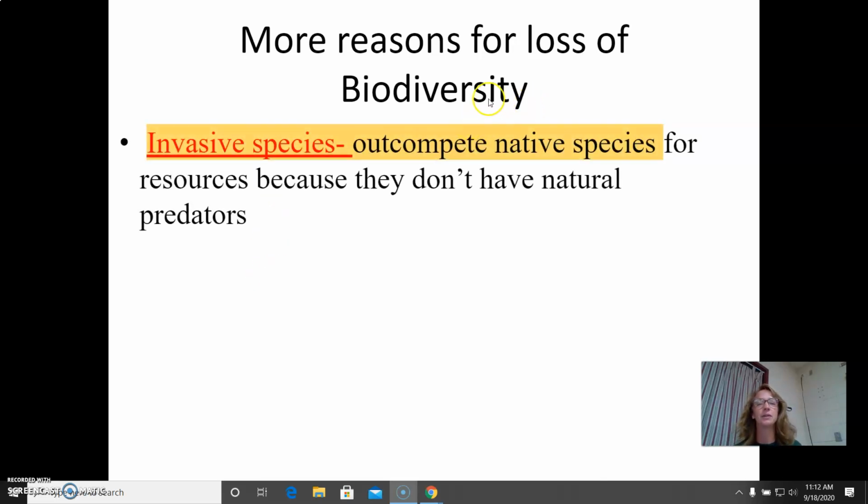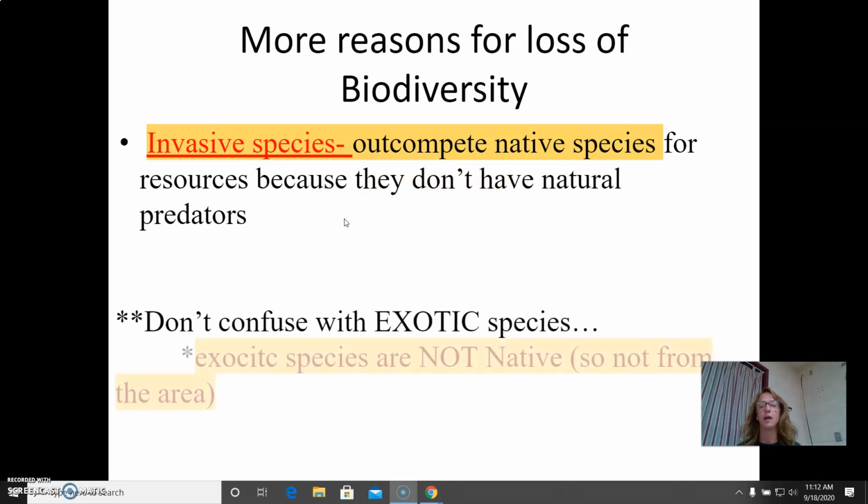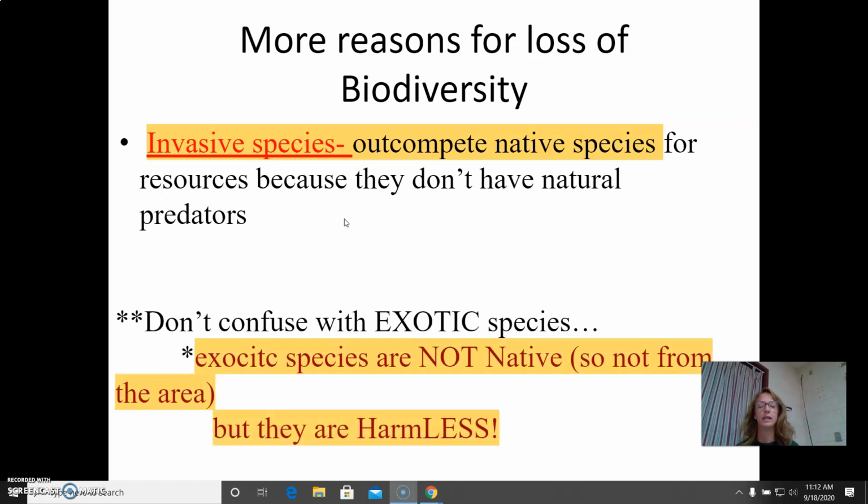All right, why else do we lose biodiversity? Invasive species come in, and you should have notes on what those are, but they don't have a predator, so they take all the food, they mess up the food web, and destroy the ecosystem. I want you to know the difference between invasive and exotic, because they are exactly the same thing. Exotic species also are not supposed to be here, but they are harmless.